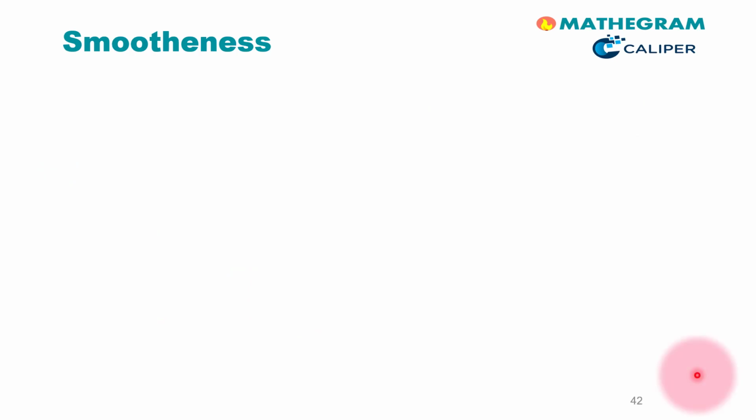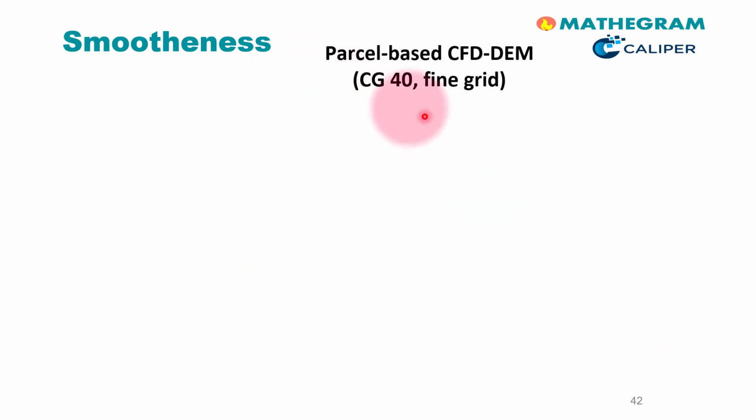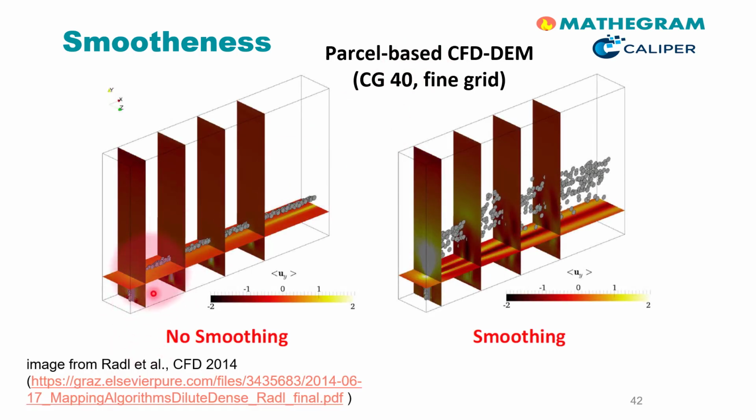Let us now see what smoothing does in practice. Therefore, we have studied the so-called jet in crossflow configuration, in which a dense particle jet is injected vertically upwards into a crossflow flowing from left to right. Specifically, we have used a parcel-based CFD-DEM simulation using a relatively extreme coarse-graining ratio of 40, i.e. the parcel diameter was 40 times larger than the primary particle diameter. And we have used a relatively fine grid to capture the flow dynamics well.